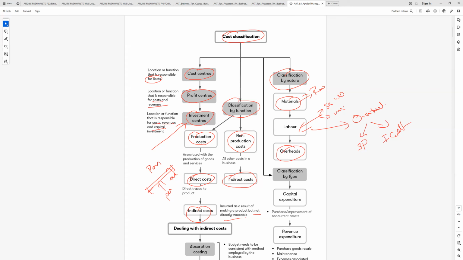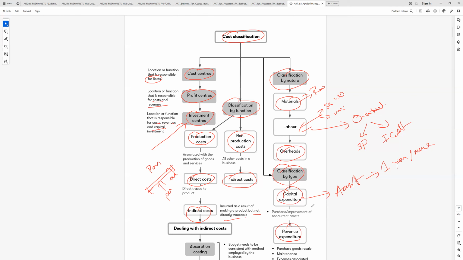Then we have a classification by type. This is also very common for us, capital expenditure and revenue expenditure. Capital expenditure represents if we buy an asset, and we assume this asset we're going to use for at least 1 year or more, then we call it capital expenditure.